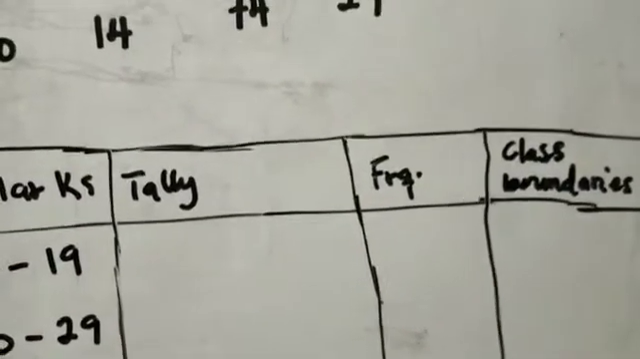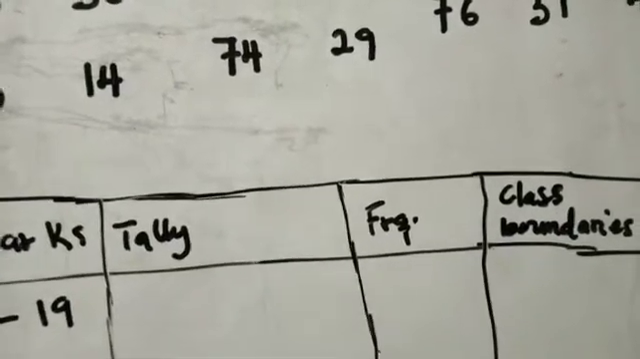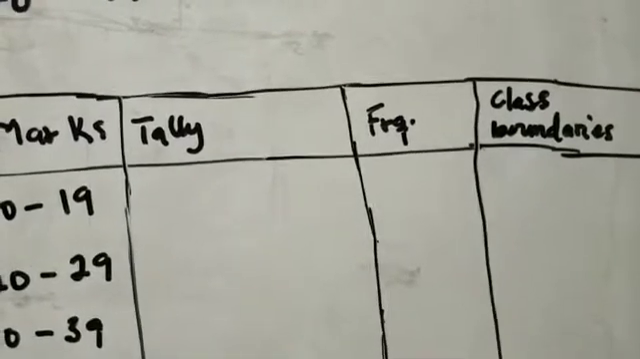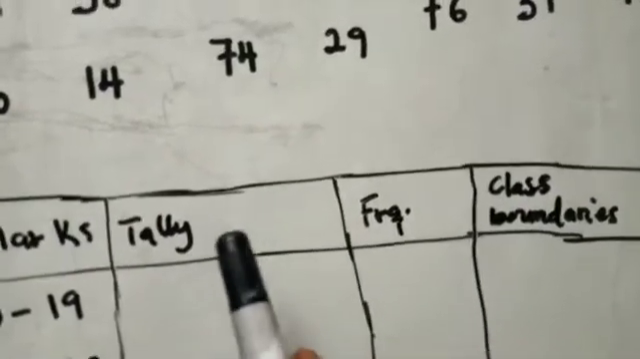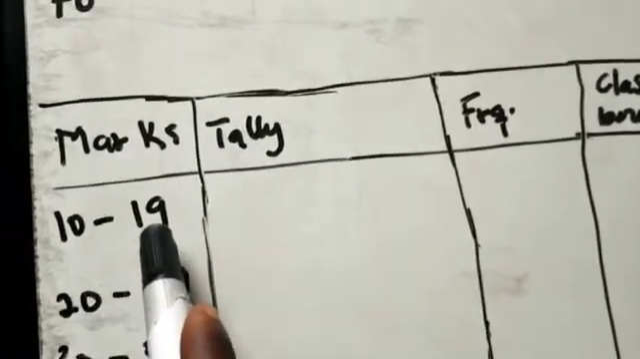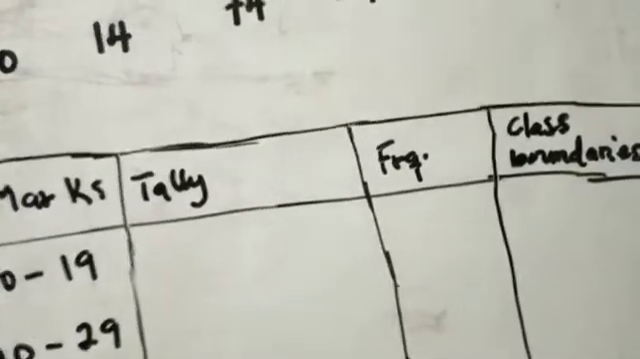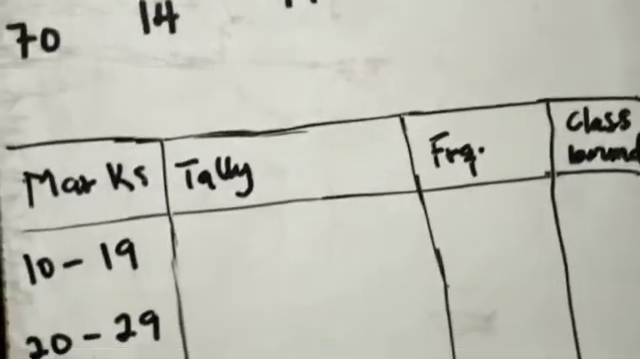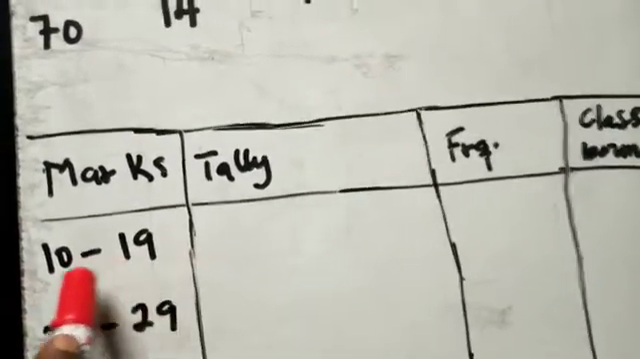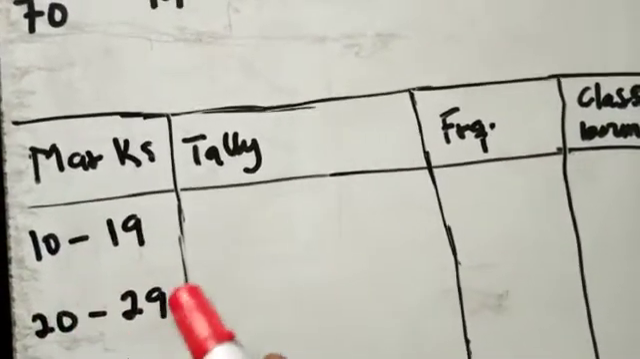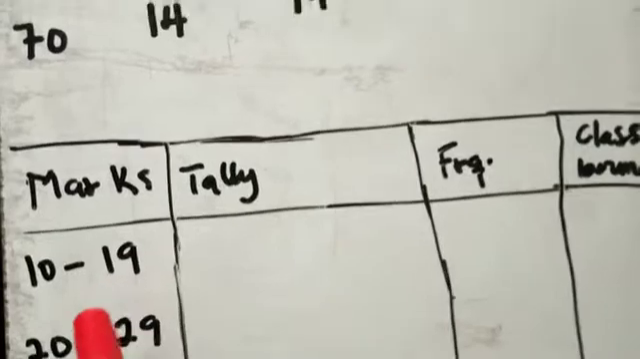Now the next one, the question says you should draw a frequency distribution table. This is the distribution table that we are drawing. So how do you do that? You have to count. This tally here tells me the number of people who obtained marks between 10 and 19. So you just have to go and look at the marks that we have. How many people are in this category, from 10 to 19? You just need to count.